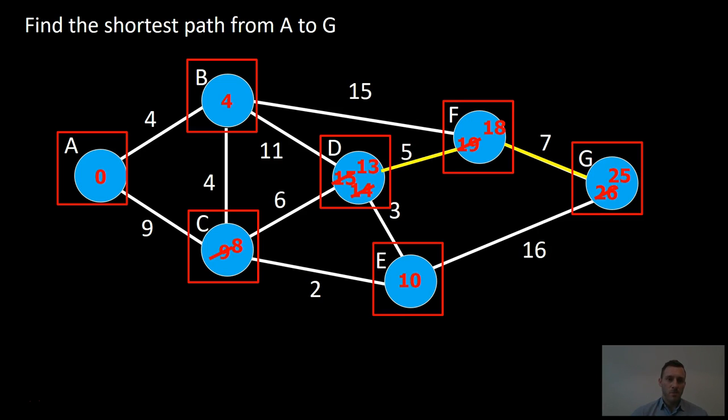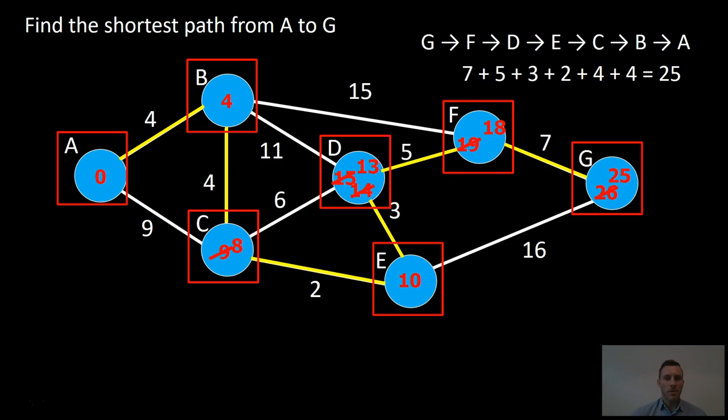From 13, we take 3, we go back to E. E, we take 2, and we get to C. C, we know if we took 9, we'd be in negative, so we don't go back to A from there. We've got to go 8 take 4 is 4, back to B. And then from B, we go to A. So the quickest path in reverse is G, F, D, E, C, B, A. And we can add them up. We know the shortest path is going to be 25, and that's from A, B, C, E, D, F, G.